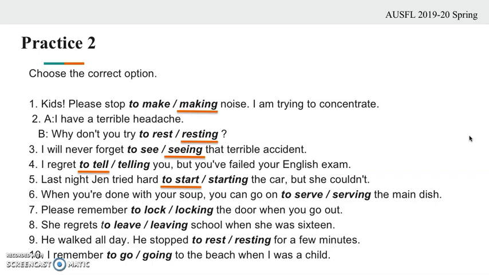Number 6. When you're done with your soup, can you go on to serve the main dish? You can go on to serve the main dish, sorry. Number 7. Please remember to lock the door when you go out. Number 8. She regrets leaving school when she was 16. Number 9. He walked all day. He stopped to rest for a few minutes. Number 10. I remember going to the beach when I was a child.